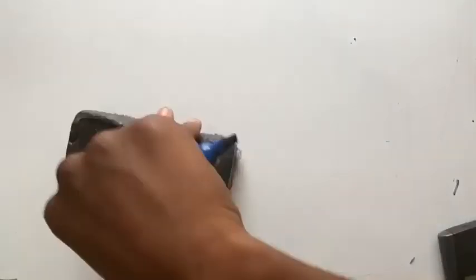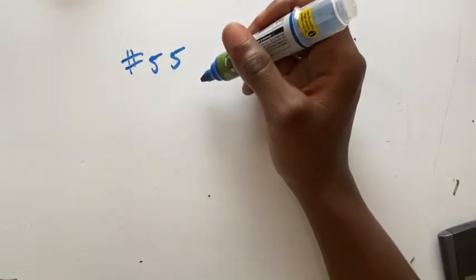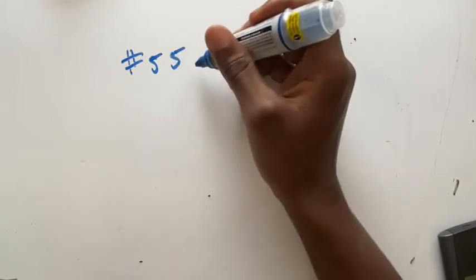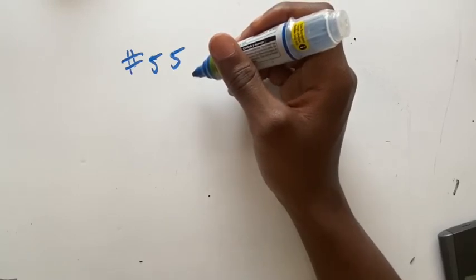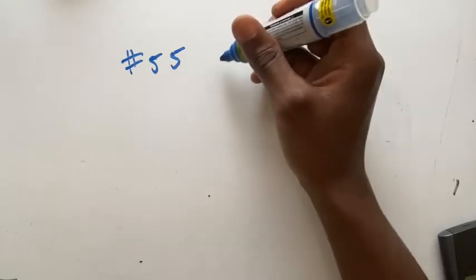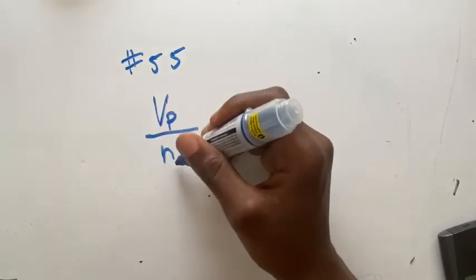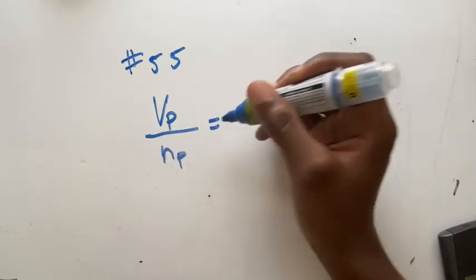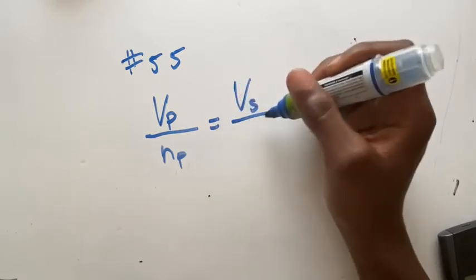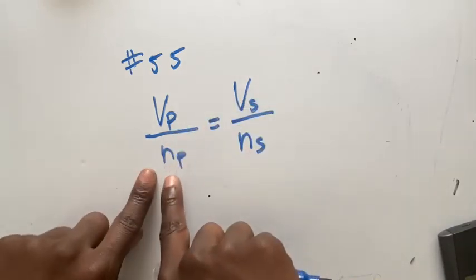All right, number 55 says the voltage across the input terminals of a transformer is 100 volts. The primary coil has 50 loops. The secondary coil has 100 loops. The output voltage is what? Well, basically the primary voltage divided by the number of loops equals the secondary voltage divided by the number of loops for the secondary. I'm using V for voltage and N for number of loops.